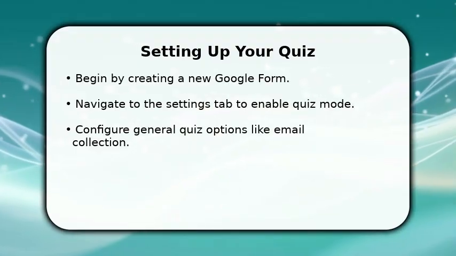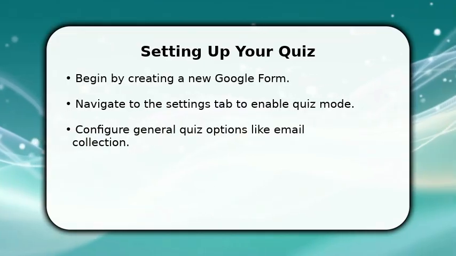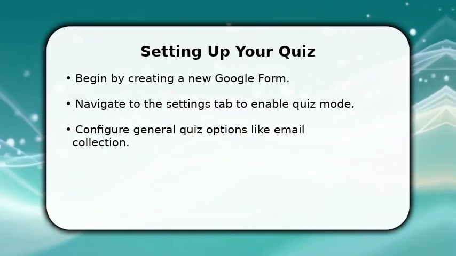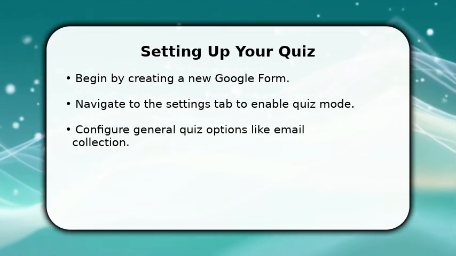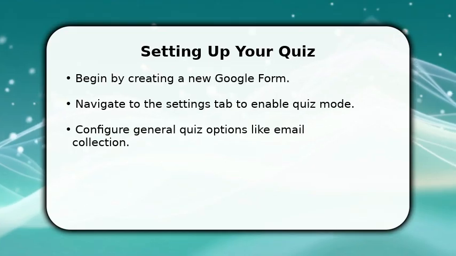In this video, I will explain how to make a Google Form test with a View Score feature. First, open a new Google Form and give it a clear title. Next, click on the Settings tab at the top of your form.